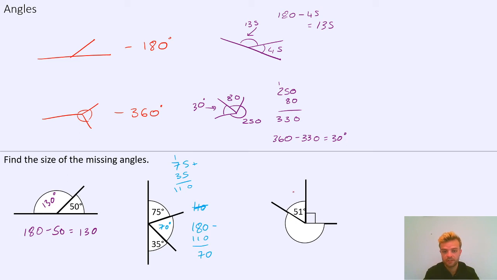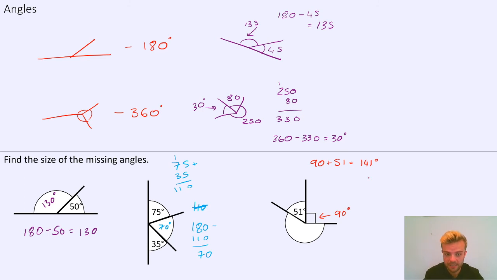And our final question, it's angles around a point this time, so these are going to add to 360. You might think at first that I don't have enough information, but don't forget this square means it's a right angle, which is 90 degrees. So I can add up the angles I've got. I've got 90 plus 51, which is 141 degrees.